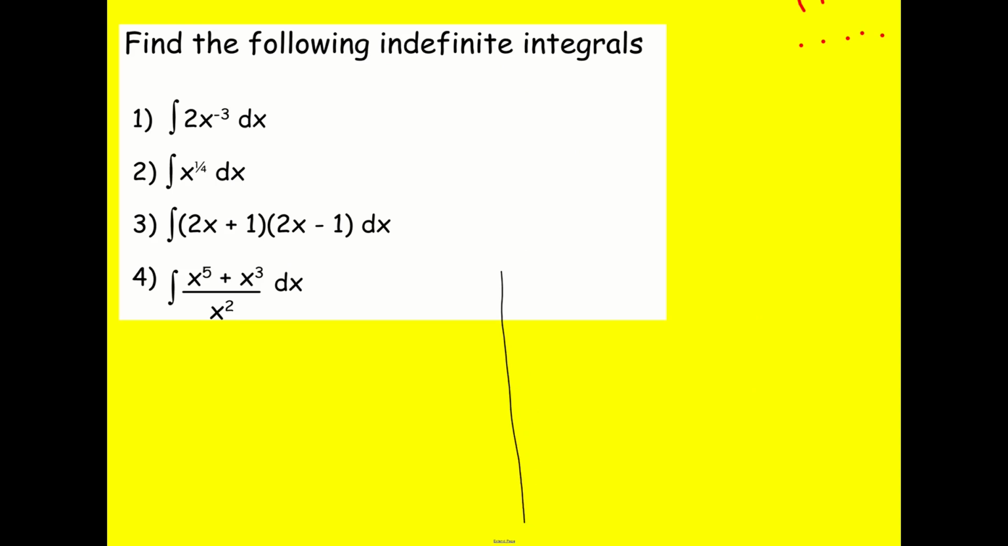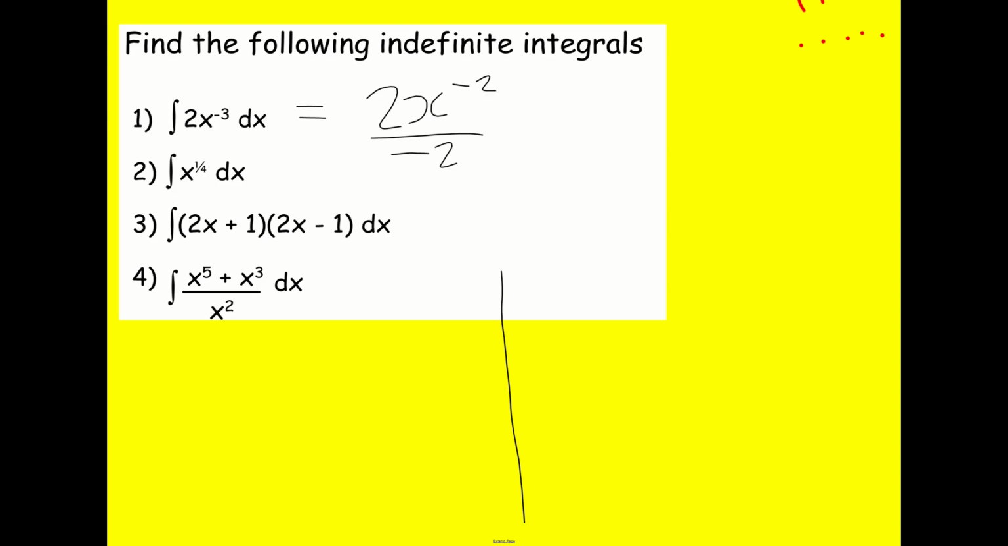I'm just going to write around the page actually, so I think I've got space here. If I want to do this one, the first thing I'm going to do is add 1 to the power. Because it's minus 3, that's going to become minus 2. And then I'll put my 2 in, and then I'm going to divide by my new power. Okay, so take this step by step until you get really confident.